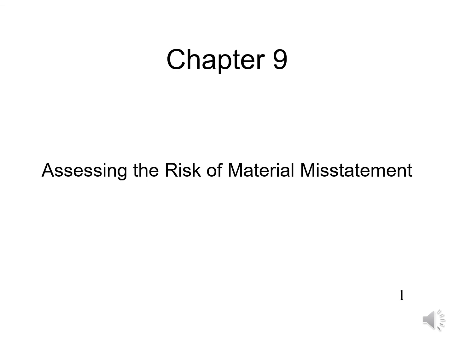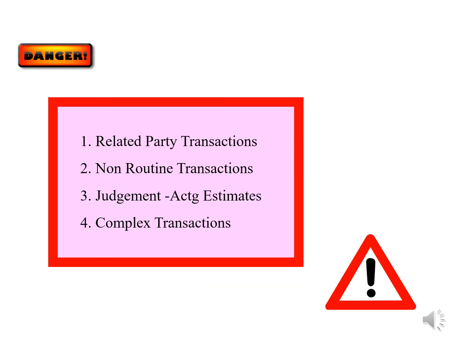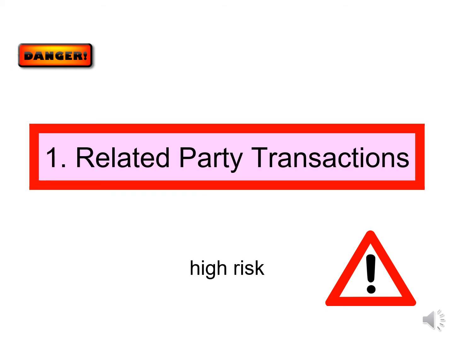Hello, we're going to continue with Chapter 9, and today we're going to talk about areas of high risk, indicators of risk: related party transactions, non-routine transactions, judgment, complexity. Related party transactions are high risk. That's different than saying they're bad. All businesses of any size or consequence today have related party transactions. They're not bad. They're part of business. But we should be aware that related party transactions are riskier.